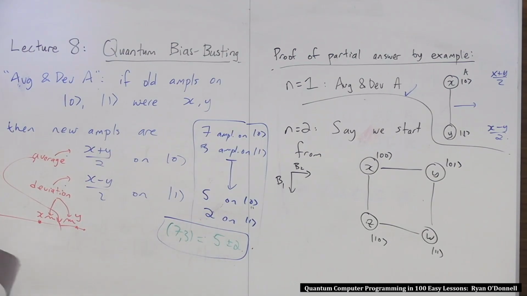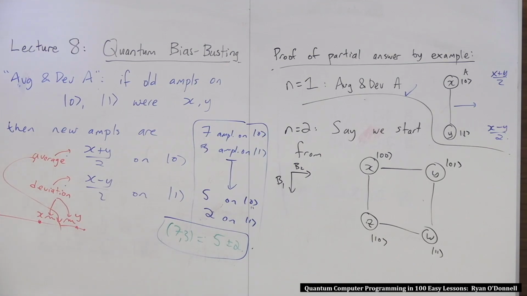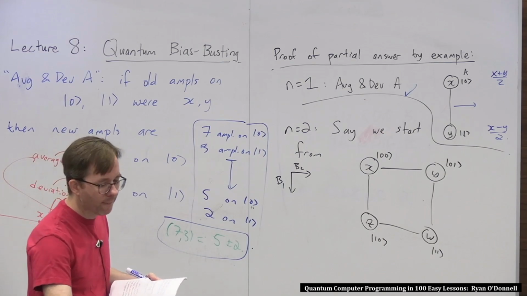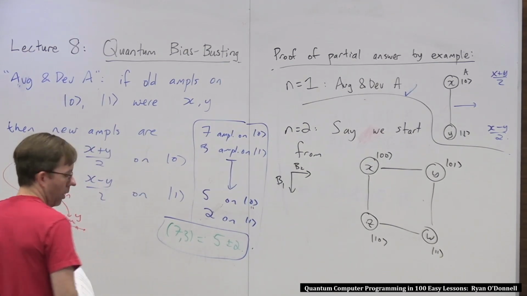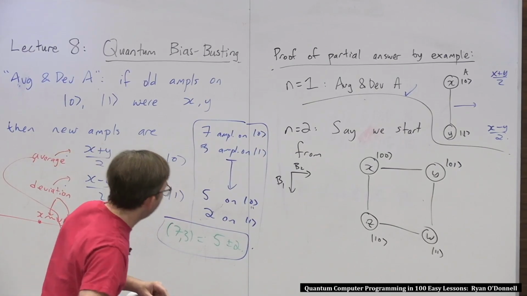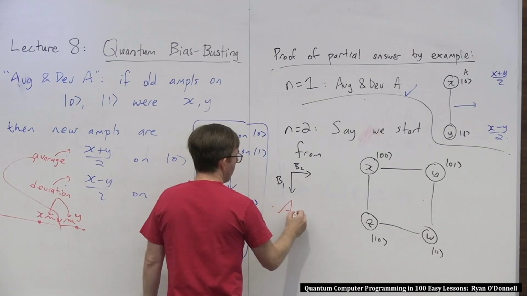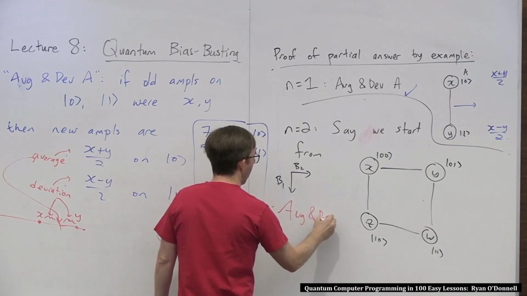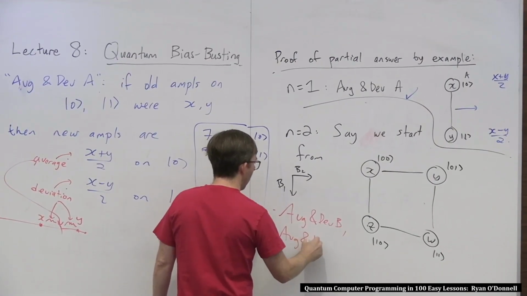And now we're going to do average and deviation on both of the qubits. So we're going to do average and deviation on B1, and then we're going to do average and deviation on B2.